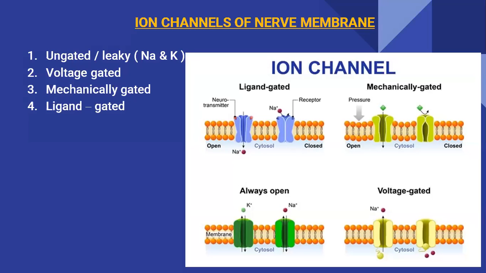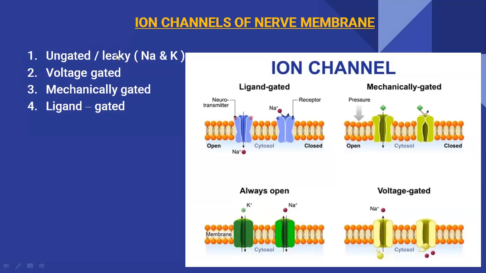As I have already told, these sodium and potassium ions will be moving from inside to outside and from outside to inside across the membrane of these neurons, the plasma membrane of the neurons. The movement is facilitated by some type of ionic channels present on the nerve membrane, or plasma membrane, of the neuron. These ion channels are of four types.